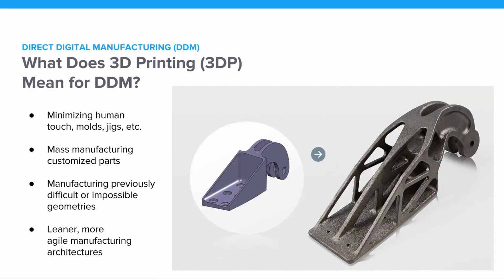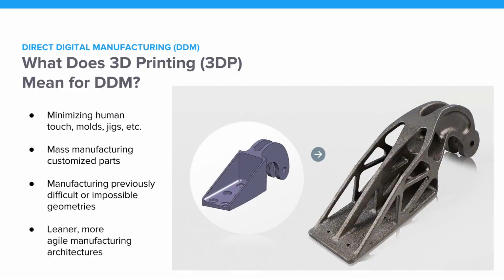Manufacturing previously difficult or impossible geometries. If you look at the image on the right, that's an Airbus bracket for one of their aircraft. The process is called topology optimization. They take stress and load paths and subtract every part of the material that doesn't follow those load paths. And you can really only do this with 3D printing.